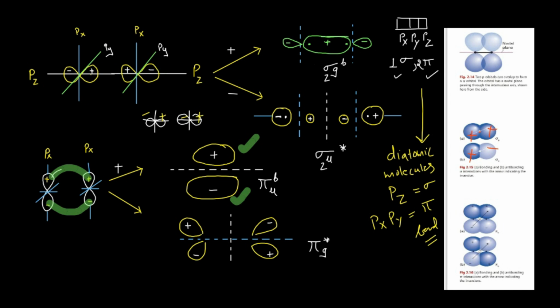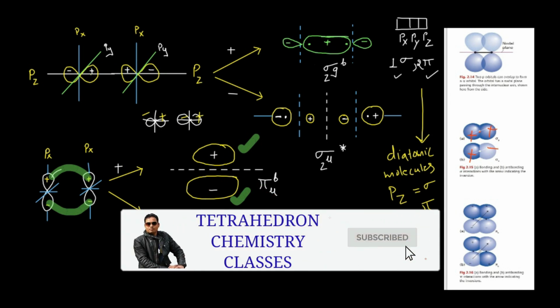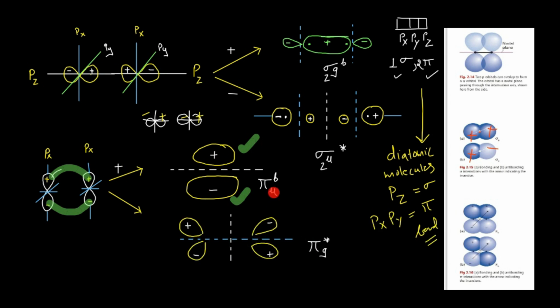Why is it ungerade? See, now if you start from here and go to the center of that particular molecular orbital and then again move in the opposite direction but to the equal distance, you are encountering the opposite sign, negative and positive. That means it is uneven, that's why it is ungerade. So please remember, pi bonding molecular orbital is ungerade.